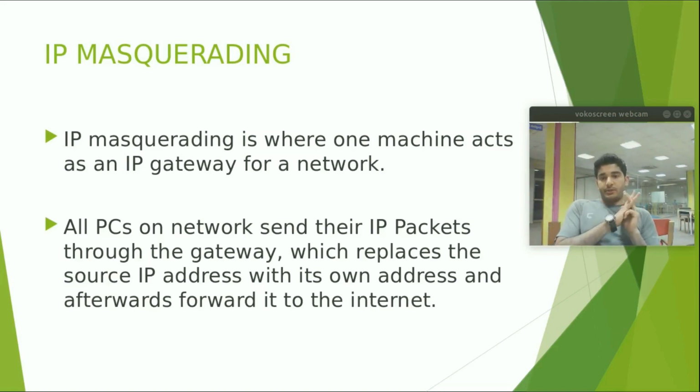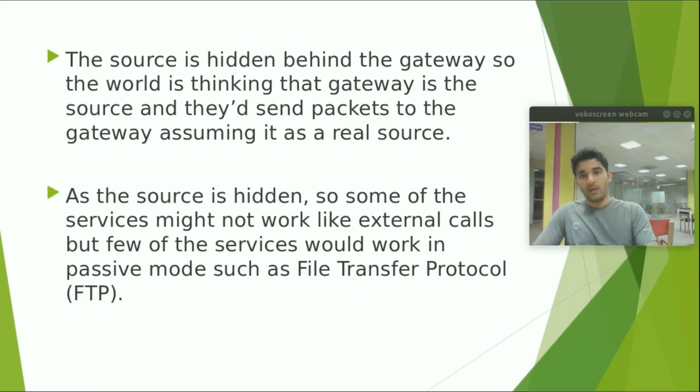All PCs on a network send their IP packets through the gateway. The gateway replaces the source IP address with its own address and afterwards forwards the packets to the internet. So the source, the private PC, is hidden behind the gateway. The world thinks that the gateway is the source, but that is not reality.